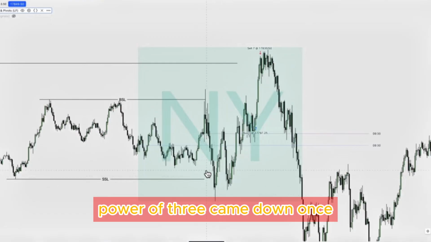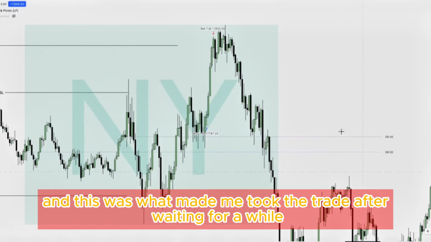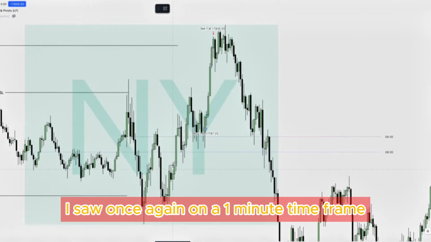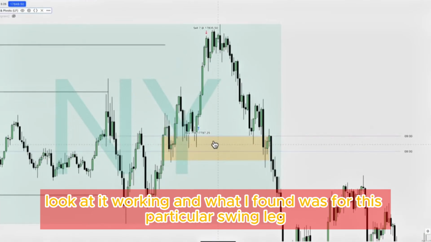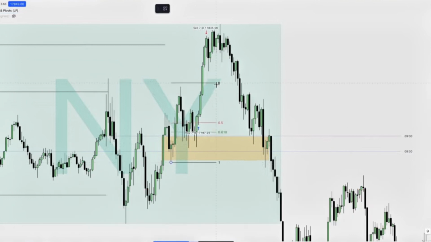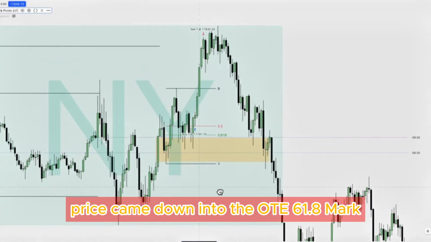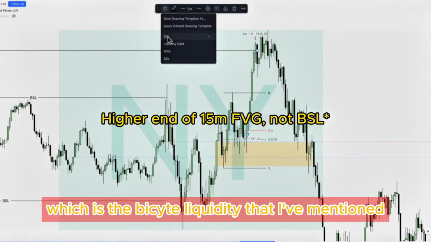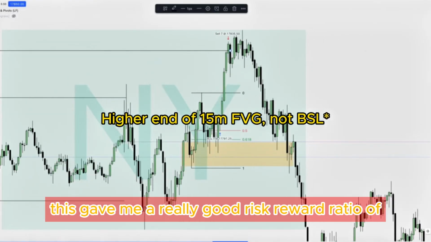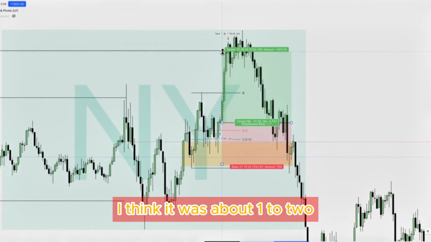power of 3, came down once, twice, and this was what made me take the trade after waiting for a while. I saw once again on the 1 minute time frame, price was actually respecting the fair value gap here. Look at it wicking. And what I found was, for this particular swing leg, price came down into the OTE 61.8 mark. And for me, if I was aiming here, which is the buy side liquidity that I've mentioned, this gave me a really good risk to reward ratio of, I think it was about 1 to 2.